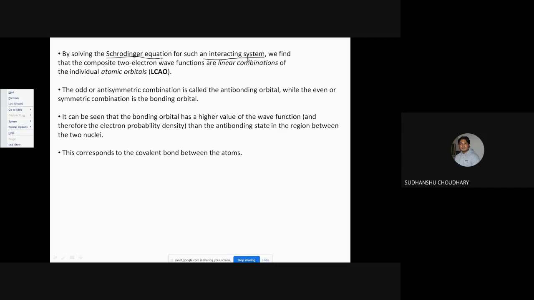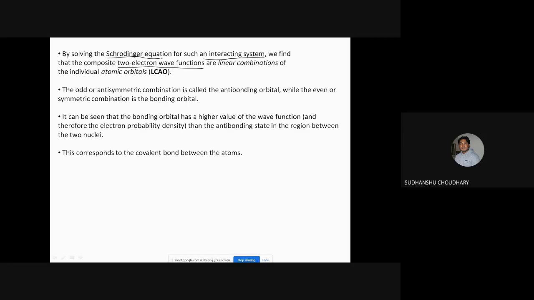So that is called electronic interaction. Okay. So the Schrodinger equation for such an interacting system should be solved. So when we try to solve the Schrodinger equation for a two-electron wave function, that is two electrons, two electrons will obviously have two wave functions.